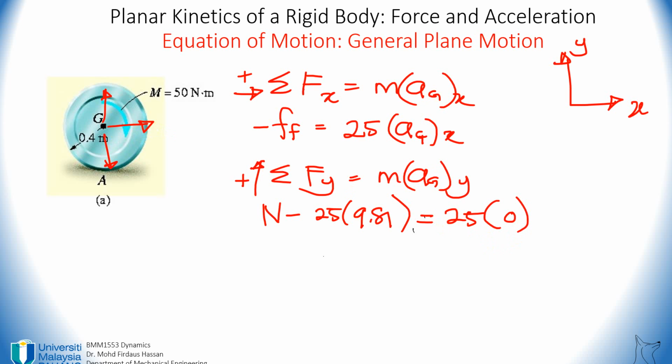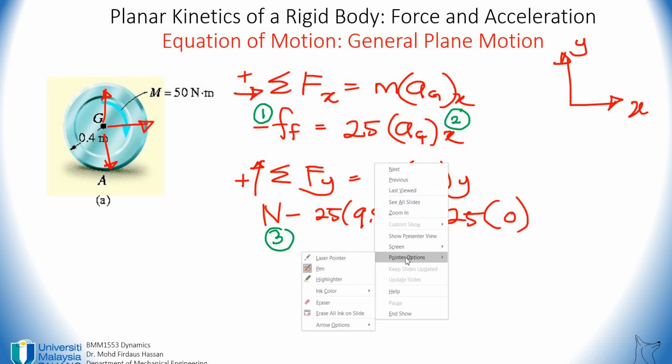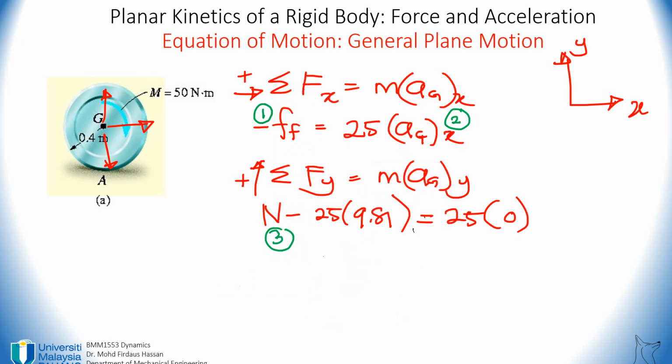So you have FF as an unknown, you have aG x as an unknown, and then you have N as well as an unknown. That means you have three unknowns and two equations. You need one more equation. But of course, we have to come up with the third one.